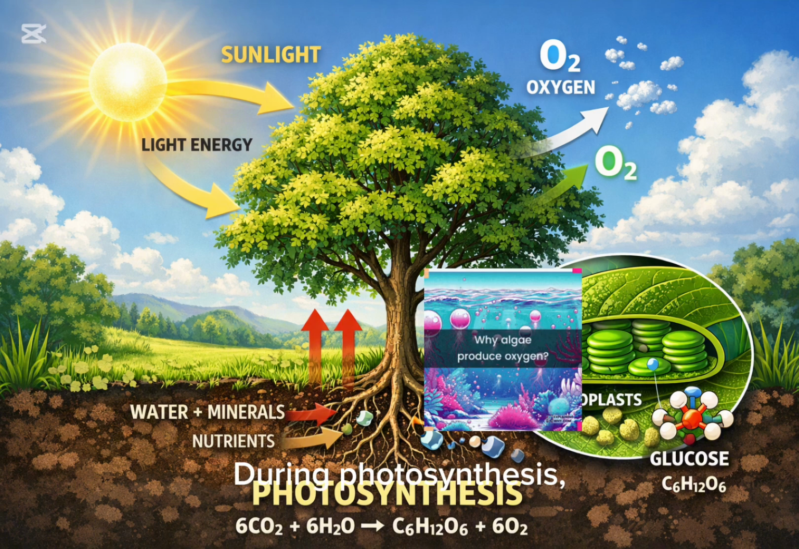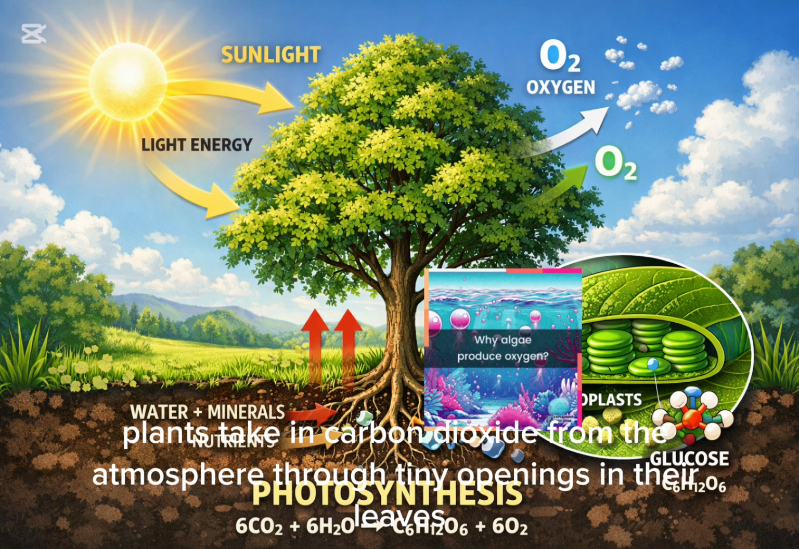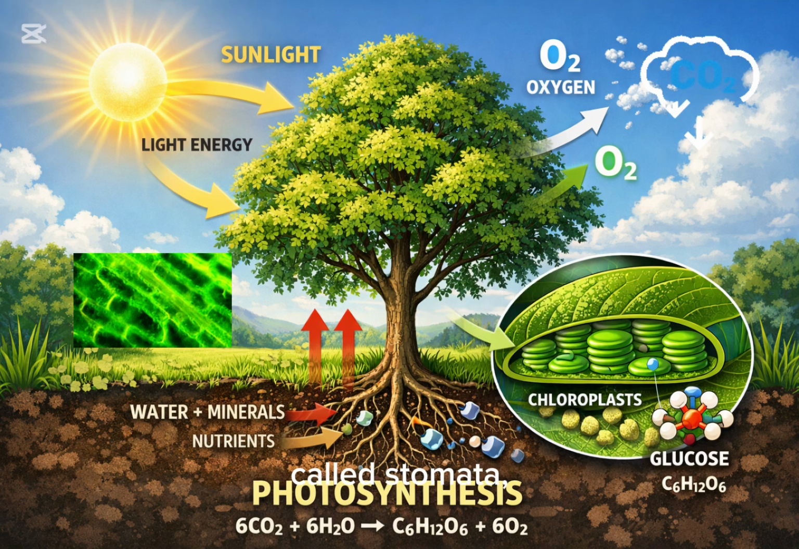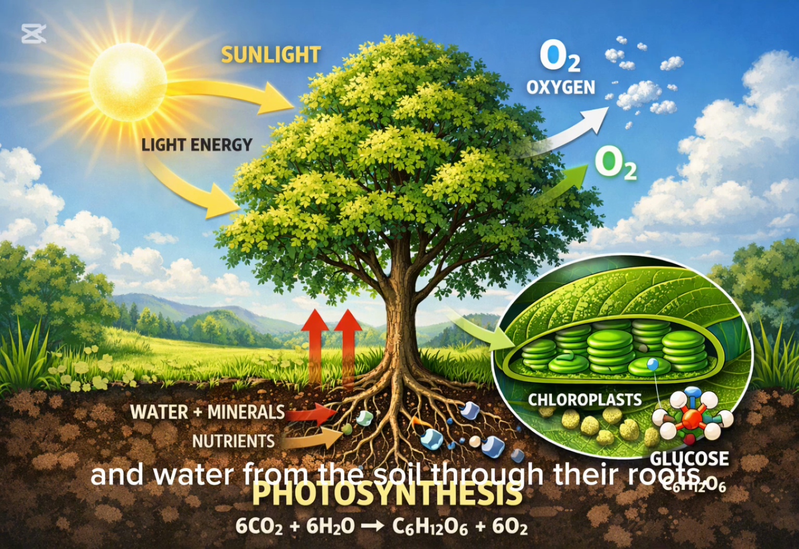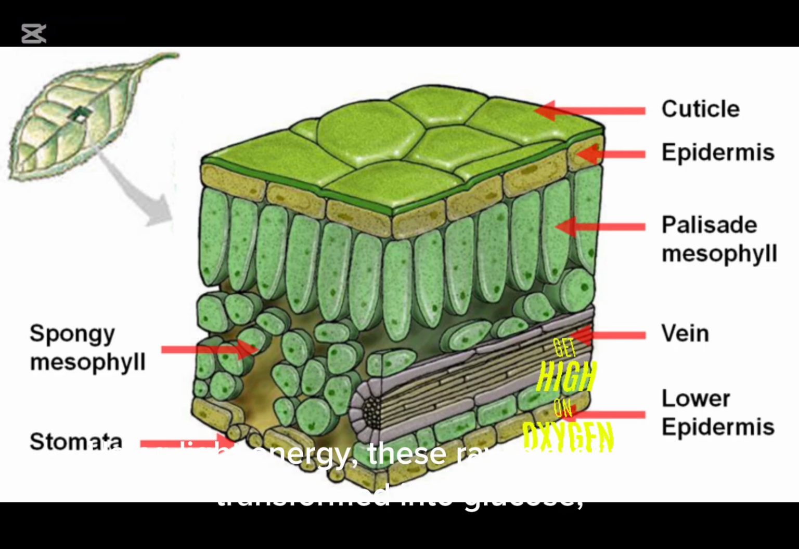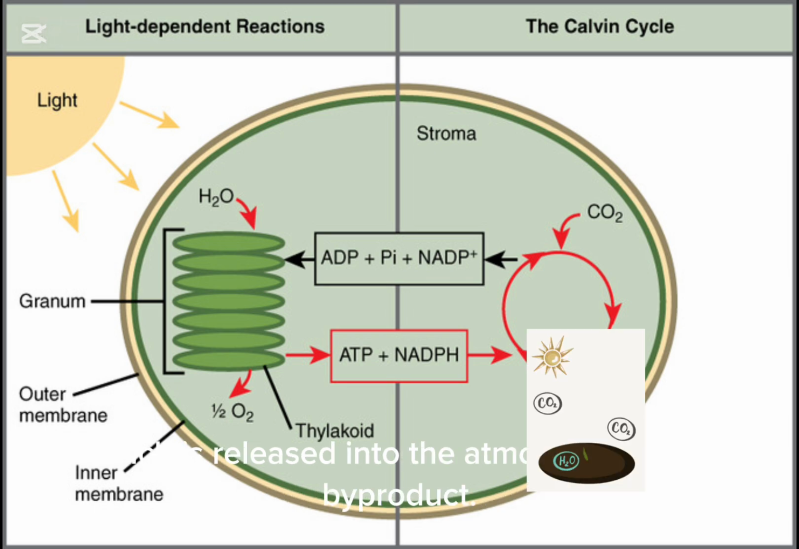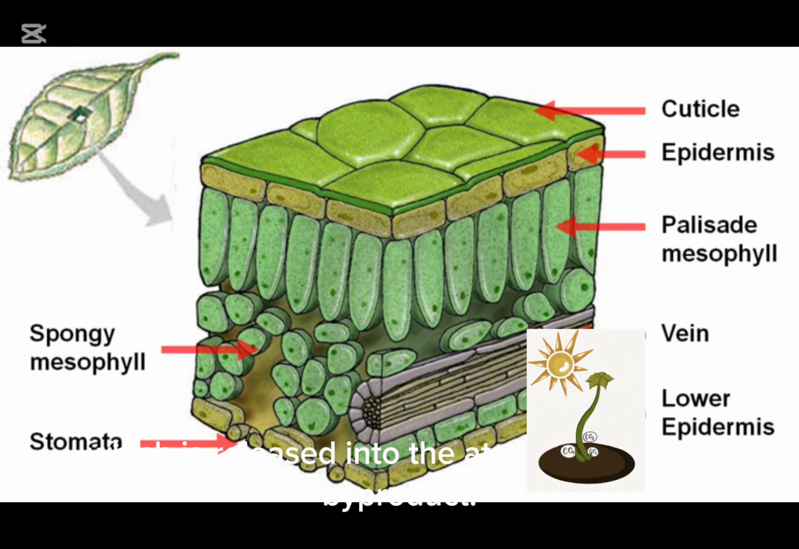During photosynthesis, plants take in carbon dioxide from the atmosphere through tiny openings in their leaves, called stomata, and water from the soil through their roots. Using light energy, these raw materials are transformed into glucose, which serves as food for the plant, and oxygen, which is released into the atmosphere as a byproduct.